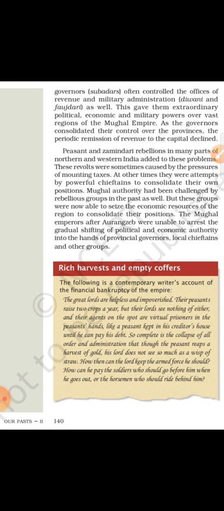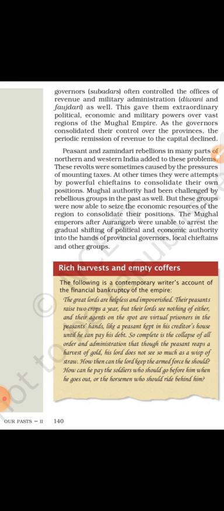Okay. Now, rich harvest and empty coffers. What happened? The taxes were very good from the agricultural side, but what was the condition of the farmers of that time? We can learn a little bit about this. Okay, the following is a contemporary writer's account of the financial bankruptcy of the emperor. How the financial bankruptcy happened.